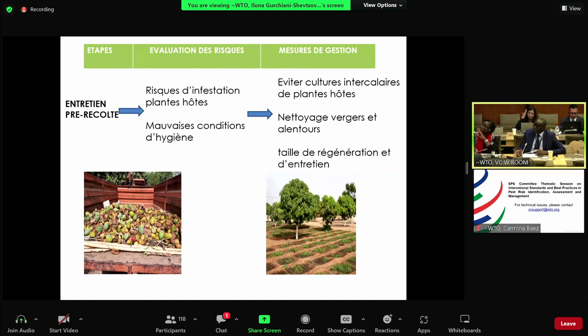Par exemple, en pré-récolte, il y a des risques d'infestation de plantes hôtes, de mauvaises conditions d'hygiène. Et là, comme mesure de gestion, ce que nous conseillons, c'est d'éviter les cultures intercalaires de plantes hôtes, le nettoyage des vergers aux alentours, donc l'assainissement des vergers, et de faire également les travaux d'entretien. Tout cela peut contribuer à amoindrir les problèmes phytosanitaires. Si vous comparez les deux images, à droite, c'est un verger propre. Et l'expérience a montré que la première méthode de lutte, c'est de respecter l'itinéraire technique. C'est une méthode agronomique, mais c'est la première méthode de lutte.